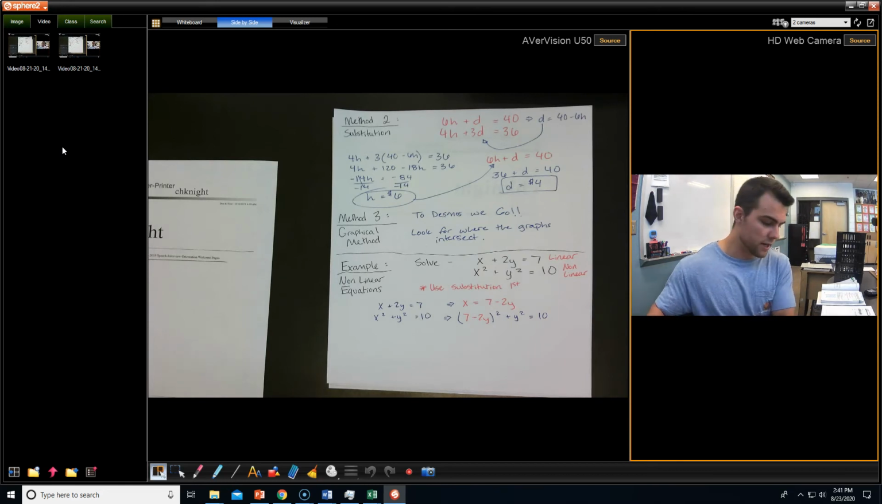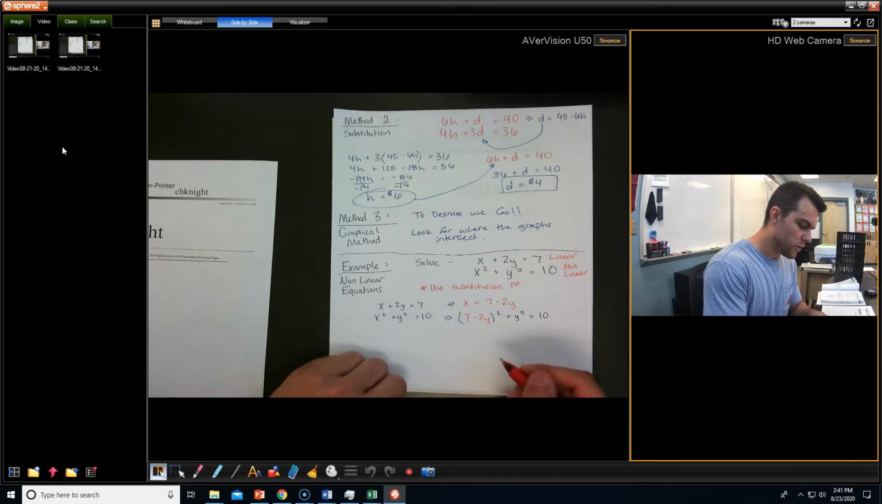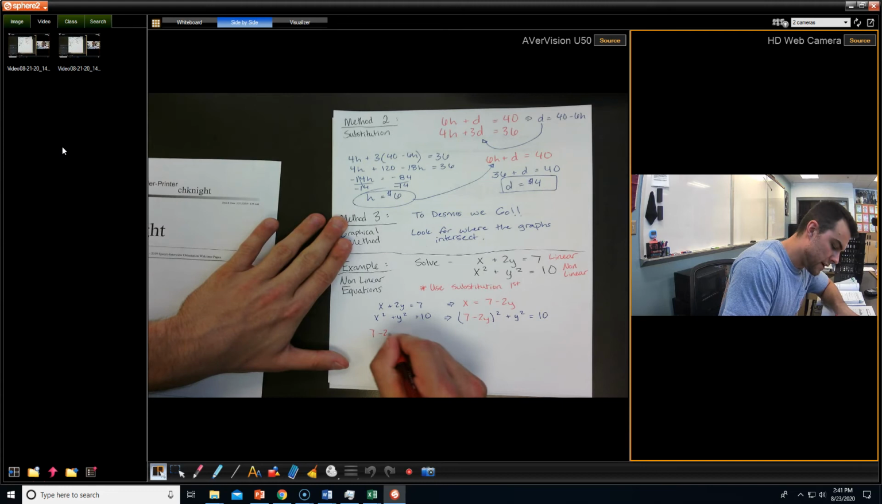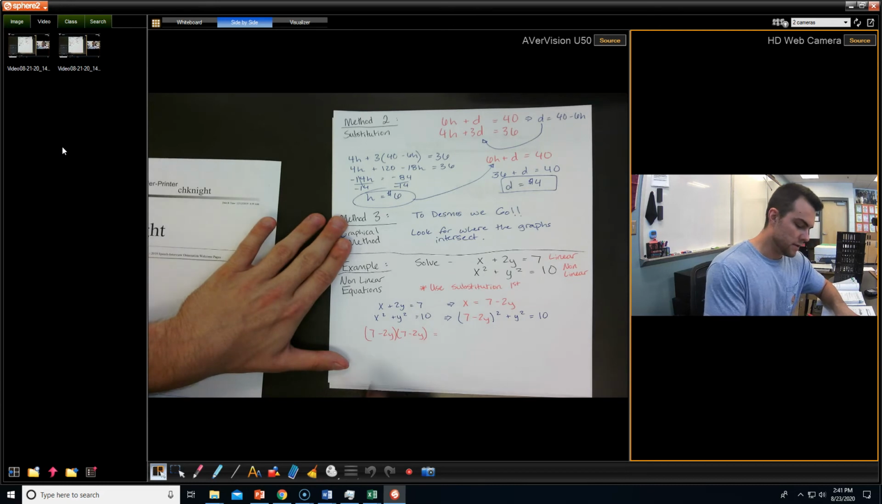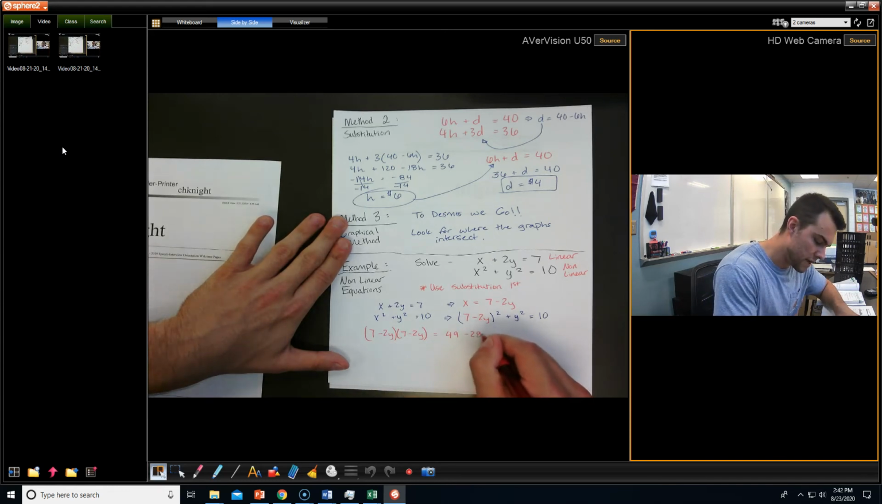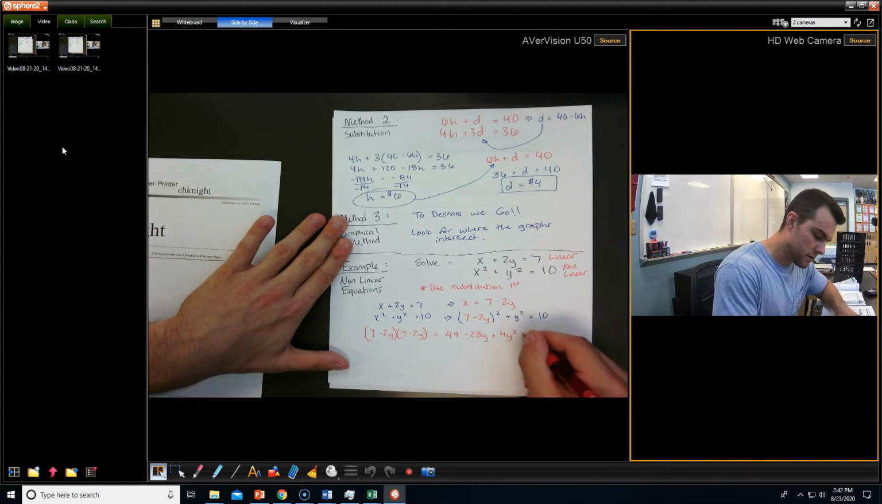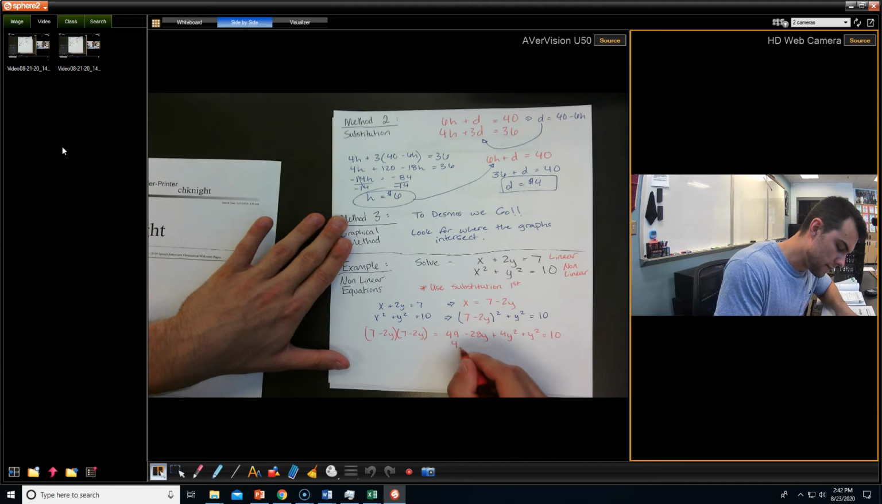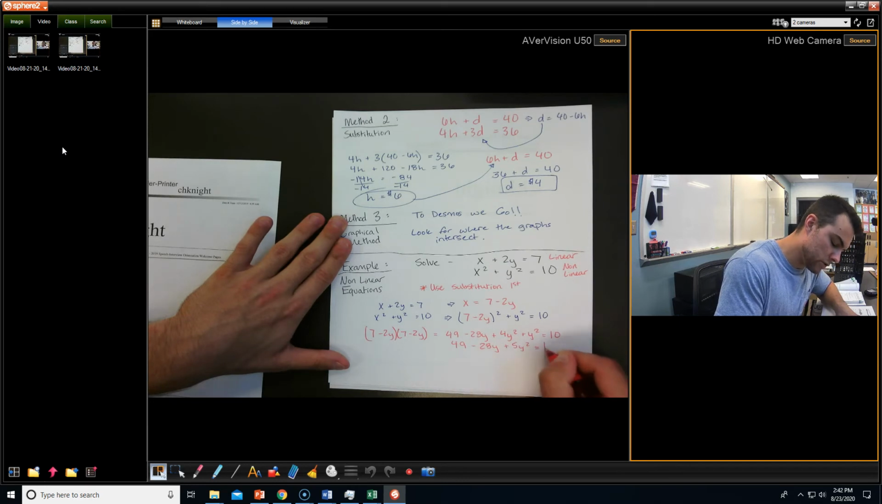And now let's go ahead and distribute this. So if I'm foiling this guy, I'm going to actually write it out for you guys, for those of you who want to see it. This is going to be 49. 7 times negative 2y is negative 14y. I do it again, negative 14y, that's negative 28y. And then I get plus 4y squared plus y squared equals 10. Let's combine our like terms. I get 49 minus 28y plus 5y squared equals 10.